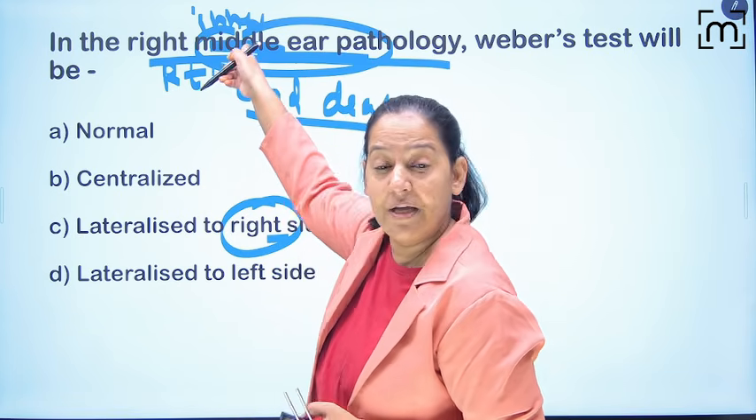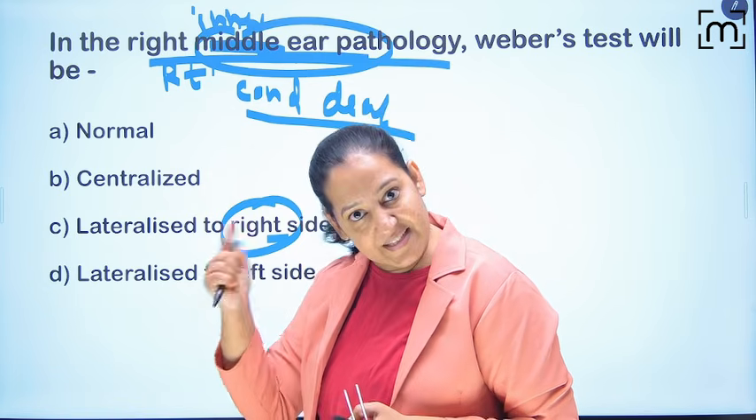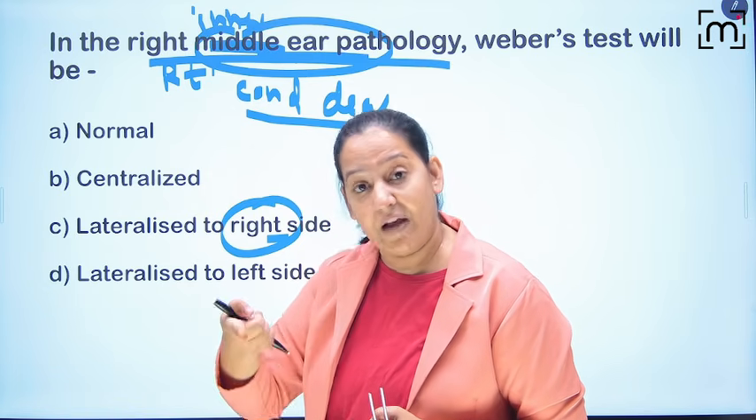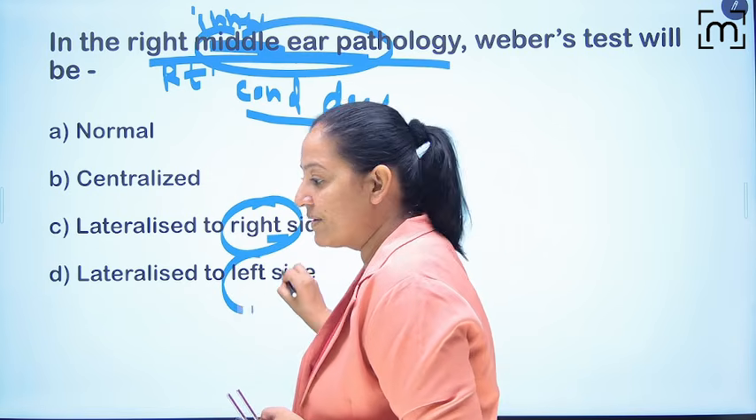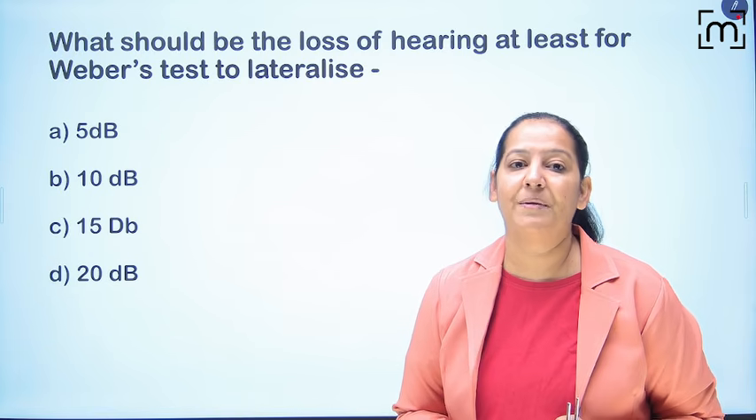Inner ear pathology means cochlear defect. It is sensorineural deafness. In sensorineural deafness, it is lateralized towards the other, I mean the better ear. In that case, the answer will be towards the left side. Yes, absolutely right. So these tricky questions come in your exam.